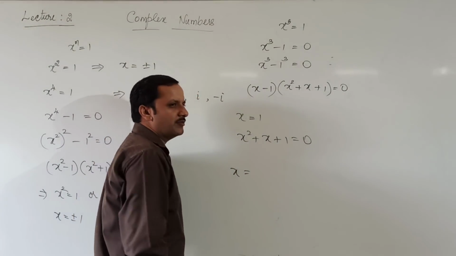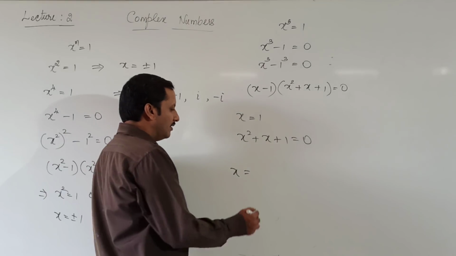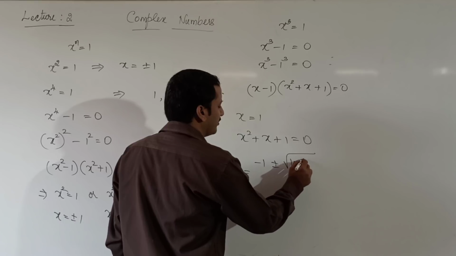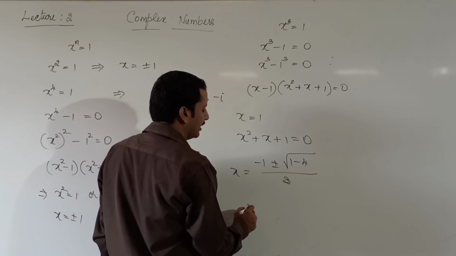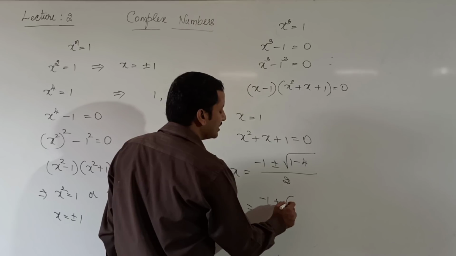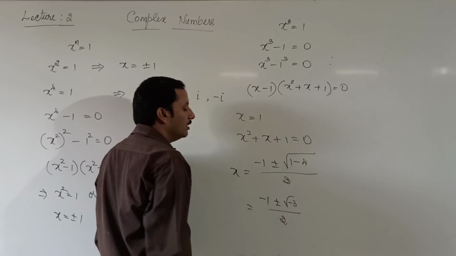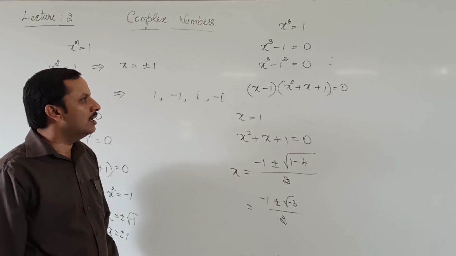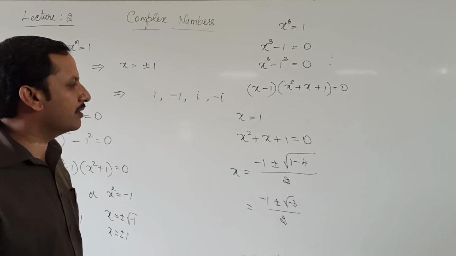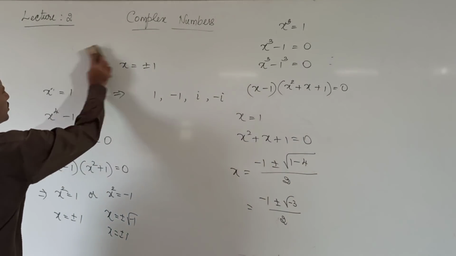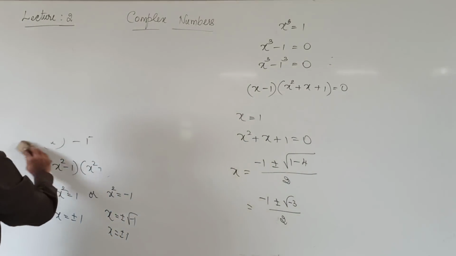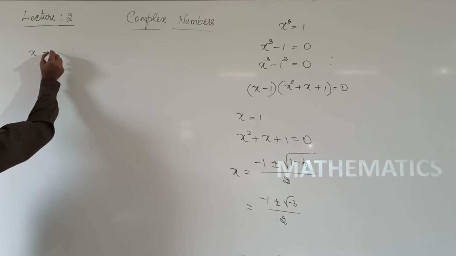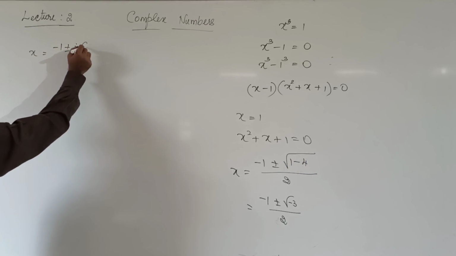So I will go for the formula, minus b plus or minus root of b square minus 4ac by 2a, a well-known formula that I am using now. Minus 1 plus or minus root of b square, which is 1, minus 4ac, divided by 2a. That's equal to minus 1 plus or minus root of minus 3 divided by 2. So root of minus 3, I will write that as root of minus 1 into root 3. Root of minus 1 is nothing but i. So the roots of this quadratic equation are x is equal to minus 1 plus or minus i root 3 by 2.